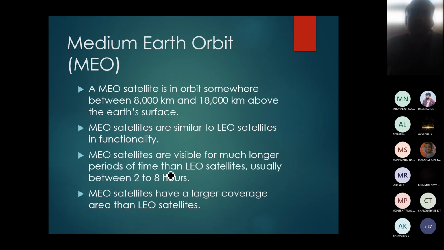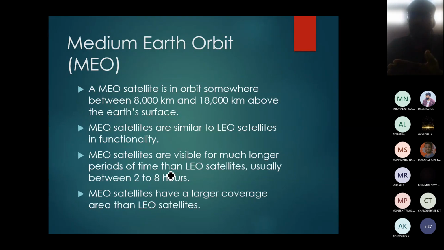And comparable to the low Earth orbit satellites, of course the coverage area of medium Earth satellites is much larger because the orbital height is quite large in comparison to the low Earth satellites. So obviously, they have a larger coverage, but not that much larger than that of the GEO satellite, because GEO satellites have much broader coverage.